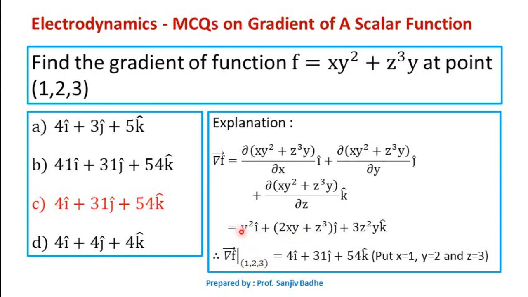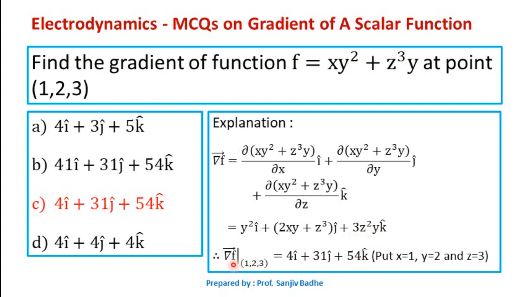So when you put y is equal to 2, y square will be 4, x is equal to 1, y is equal to 2, so 2 into 1 into 2 plus z cube, that is 3 cube, 27 plus 4, that is 31, and here z square, that is 3 square, 9 into 3, 27 into 2, that is 54.